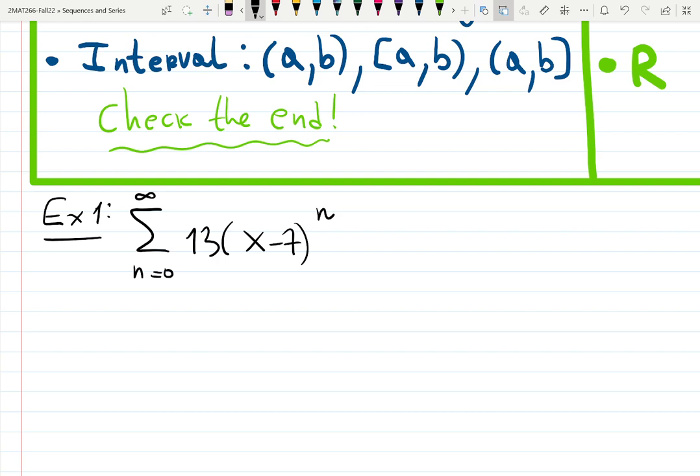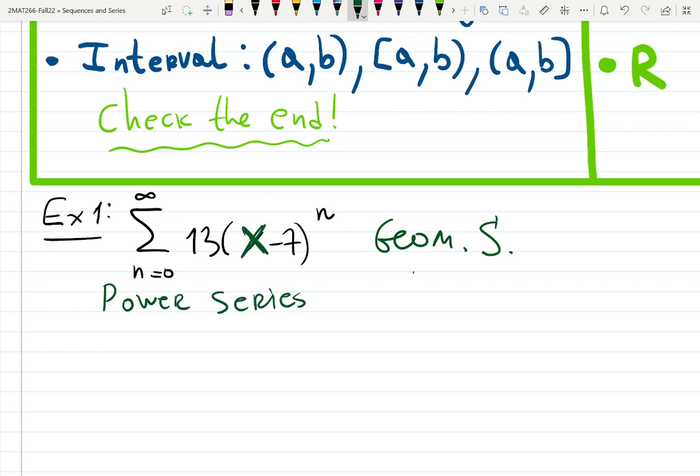So, let me write it down. This is a geometric series. It's also shifted. Let's call it correctly. It's also a power series. So a geometric series can also be a power series. Why is it a power series? Because we have a variable inside, like so. It's an infinite polynomial.